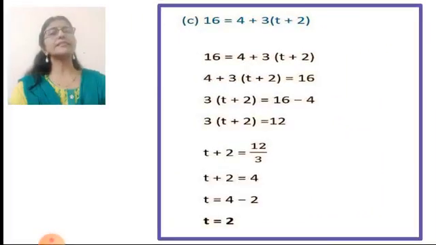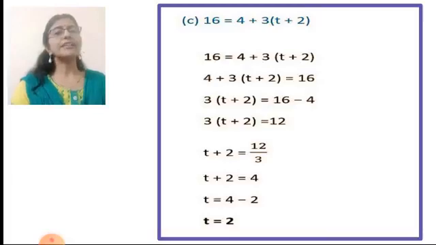Now next question, 16 is equal to 4 plus 3 times the bracket t plus 2. So we will write the question, and we will take the right hand side of the equation on the left hand side. We will just exchange their position. We'll write 4 plus 3(t plus 2), because this term has the variable, so we'll write this on the left hand side as we have decided. And on the right hand side we will write down 16.